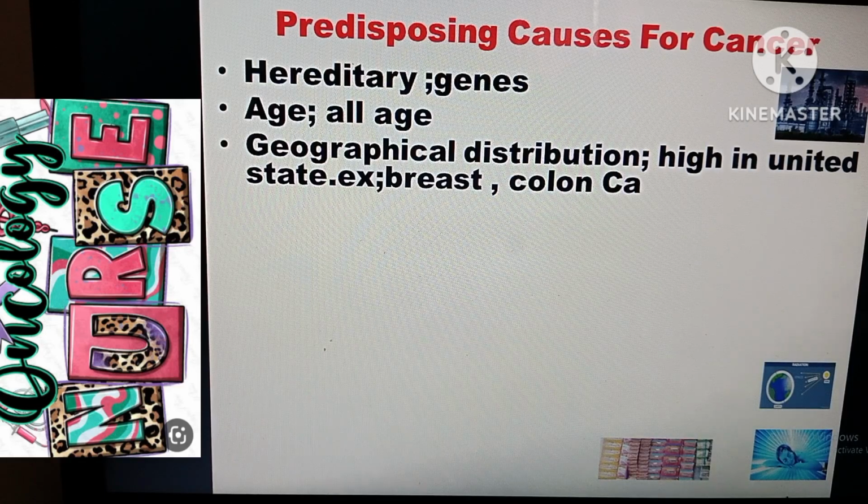Geographical distribution. Cancer is very high in the United States, and also in Asian countries like our India, and it's there in India too. But compared to India, it is very high in the United States because of their lifestyle and eating pattern. They eat more junk food, burgers and other things. So they are very prone to breast cancer and colon cancer, and their bowel habit is not daily, once in 2 days, once in 3 days, because they eat burgers, junk foods and processed food.